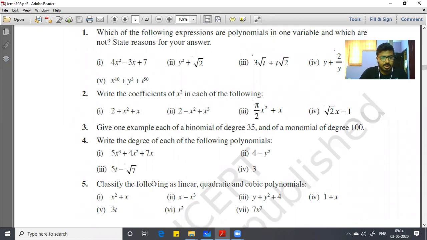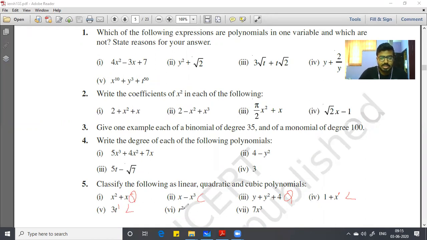Okay, now classify the following in the quadratic equation as linear, quadratic, cubic, polynomial. Okay, एक बार revision के लिए x square plus x, so it is square term highest, so quadratic. X minus x cube, x cube is more prominent here, highest, so it is a cubic. Then y plus y square plus 4, so it is square, so it is quadratic.